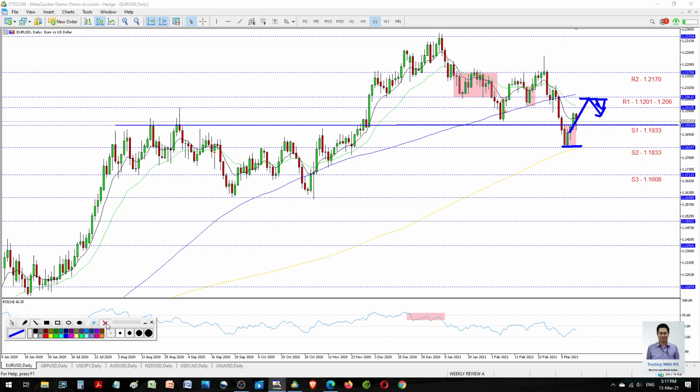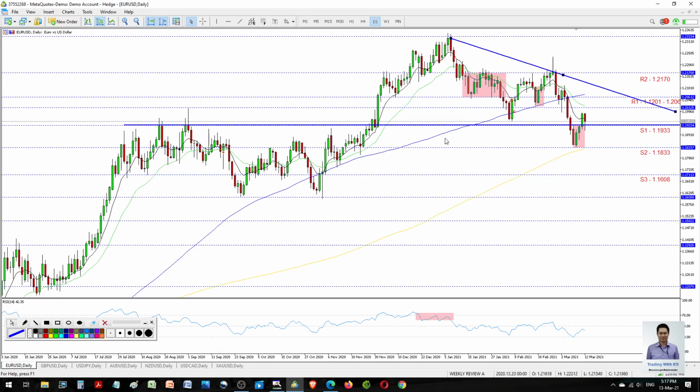Because we can draw a trend line here, a downtrend trend line has already been established over here. So what we want to do, if the price gets rejected around this area, possibly we want to sell it towards this area, towards 1.1933. We want to sell if the price comes here and rebounds at this area.